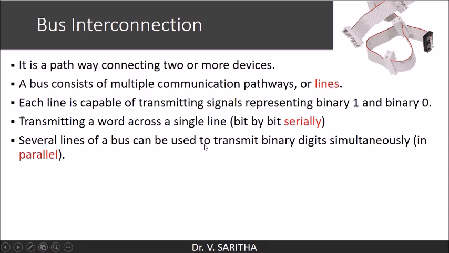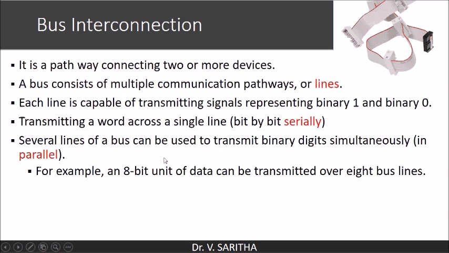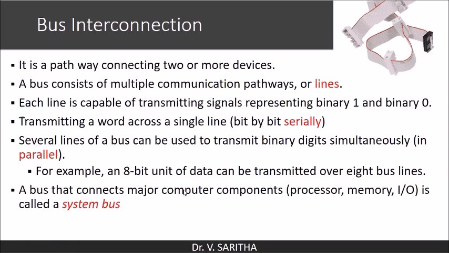Several lines of a bus can be used to transmit binary digits simultaneously. That is parallel transmission, we say. So if we are using a number of lines equal to the number of bits in a word for transmission, then we call it parallel transmission. For example, an 8-bit unit of data can be transmitted over 8 bus lines.